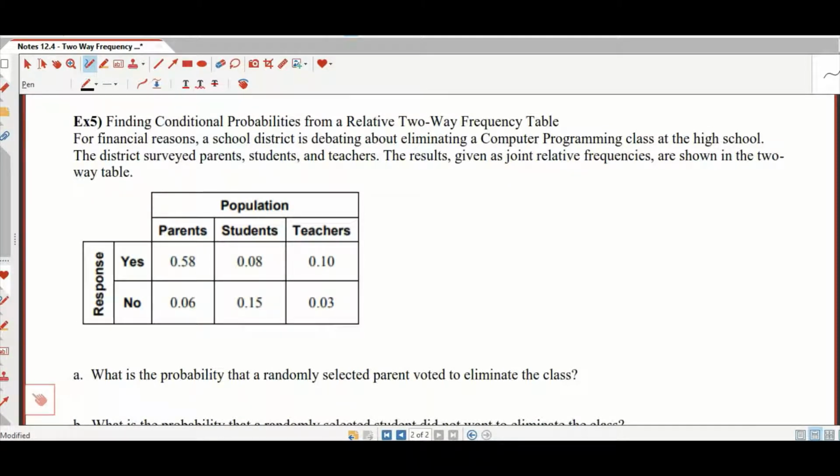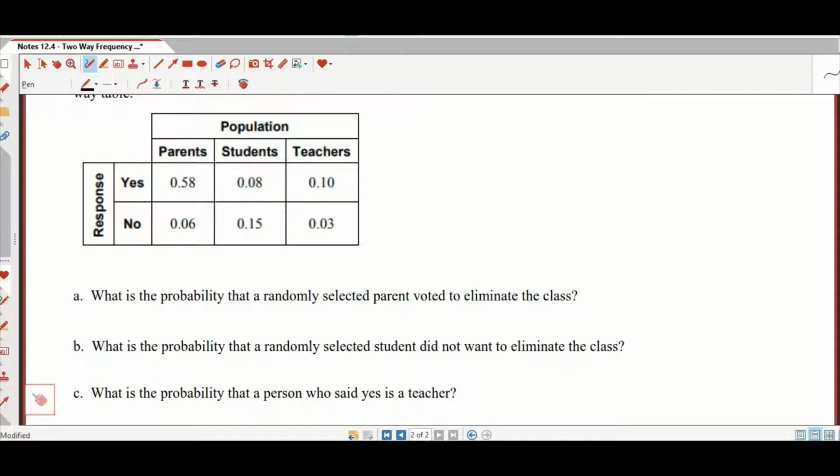For financial reasons, the school district is debating eliminating a computer programming class at the high school. The district surveyed parents, students, and teachers. The results, given as joint relative frequencies, are shown in the two-way table. What is the probability that a randomly selected parent voted to eliminate the class? So here's all the parents.